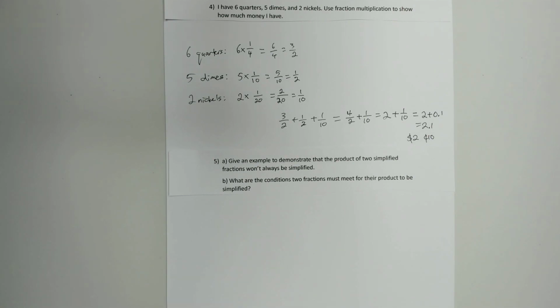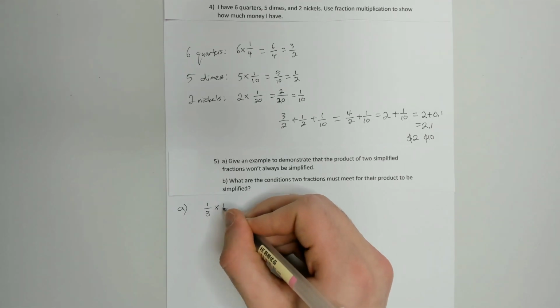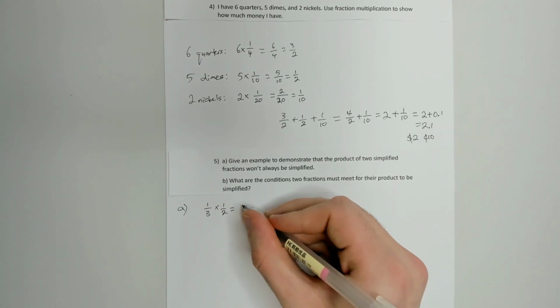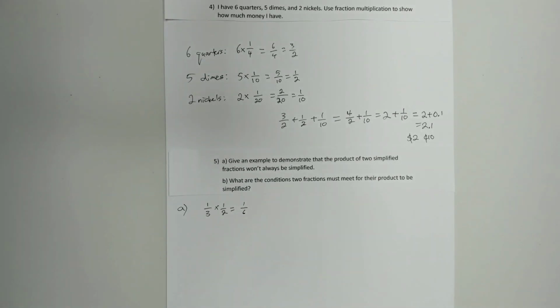The first question says, give an example to demonstrate that the product of 2 simplified fractions won't always be simplified. Now, this might surprise some people at first because they might think that 2 simplified fractions, when we multiply them together, should also give us a simplified one. For example, 1/3 times 1/2. That equals, well, 1 times 1 is 1, 3 times 2 is 6. Hey, we get a simplified fraction. These were 2 simplified fractions to begin with, so boom, we get a simplified fraction.